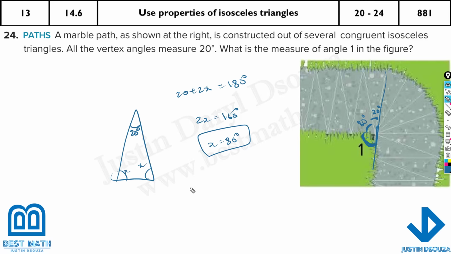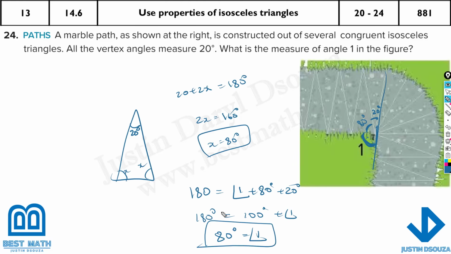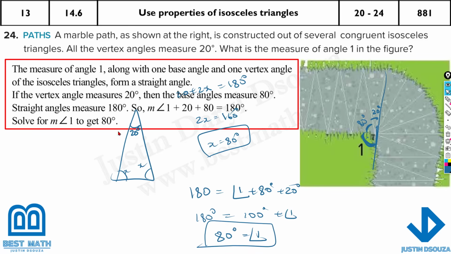So what is the total? 180 will be equal to the measure of angle 1 plus 80 plus 20. So this is going to be 100 degrees plus angle 1, and this is 180. Just subtract 100 from both sides. 80 degrees is equal to the measure of angle 1. That is how we can find it out. So it's approximately 80 itself.